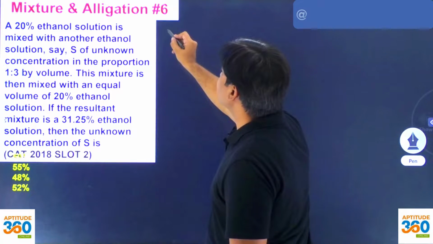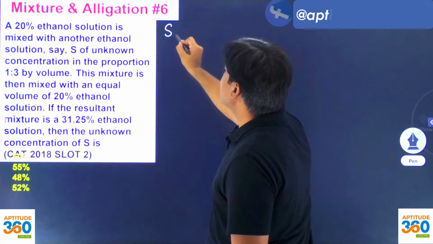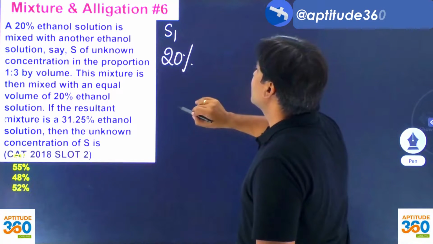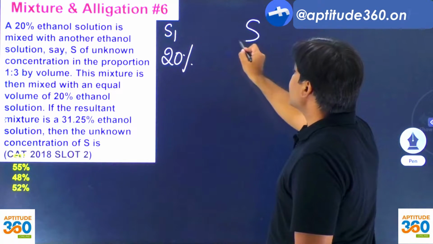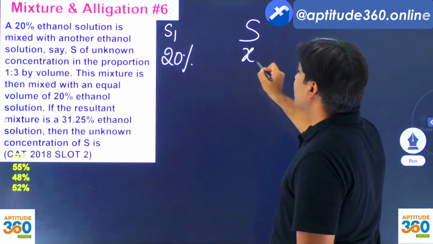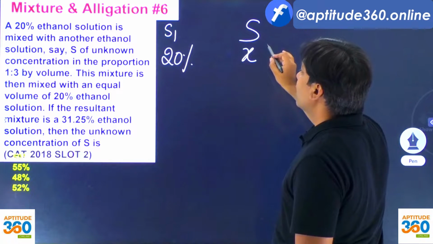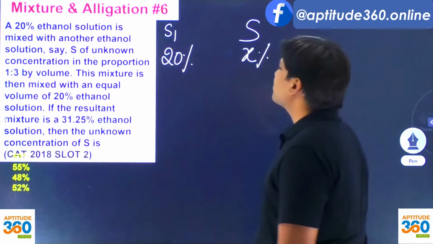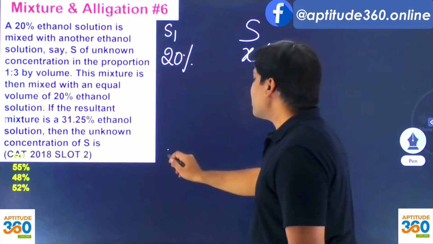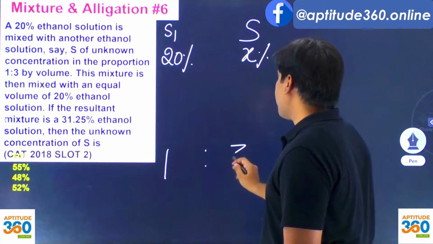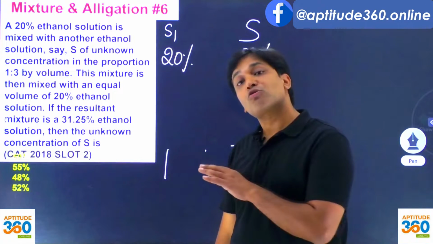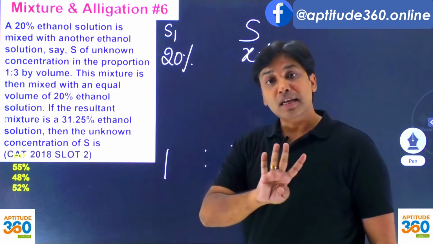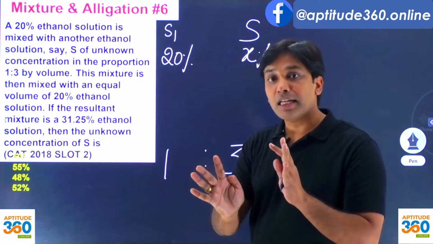एक तो है solution 1 जहां पे 20% ethanol है, यही है ना, and say there is another S over here, say unknown concentration X%, ले लो, क्या फर्क पड़ता है, and they are being mixed in 1:3 ratio. मैंने आपको वीडियो नंबर 2 में बड़े अच्छे से इस चीज को समझाया था कि ऐसी सिचुएशन भी हो सकती है. There are only 4 things in the alligation problem.